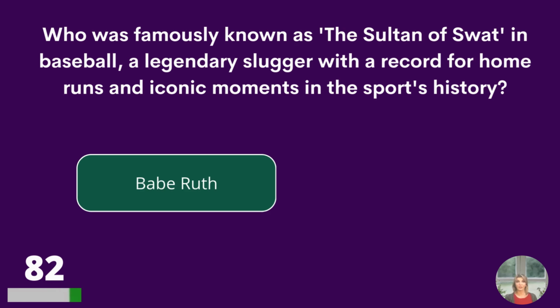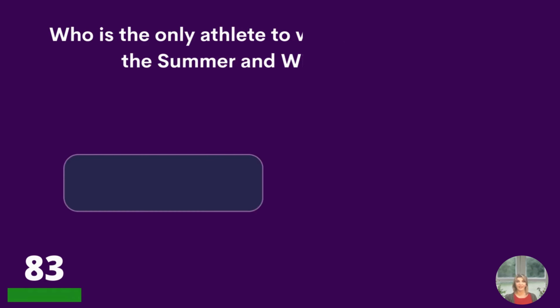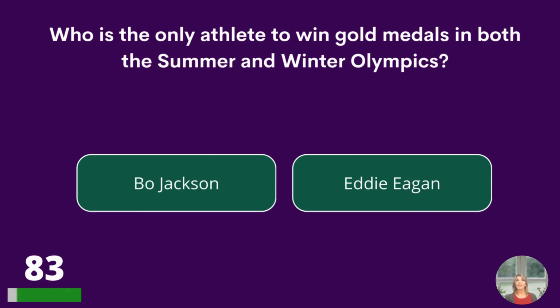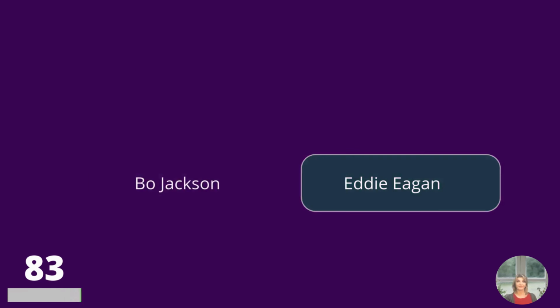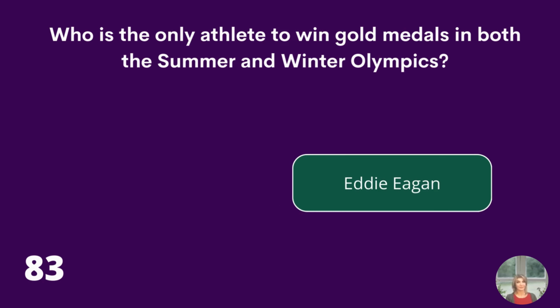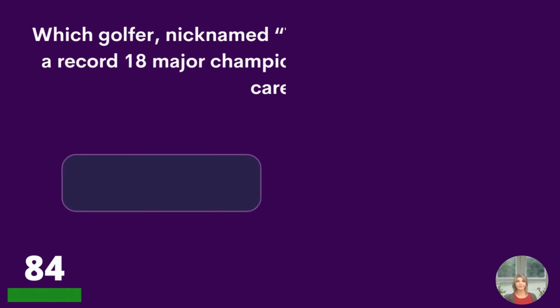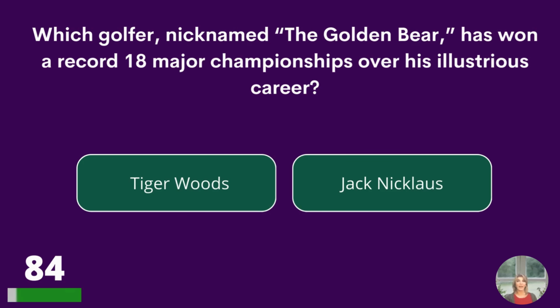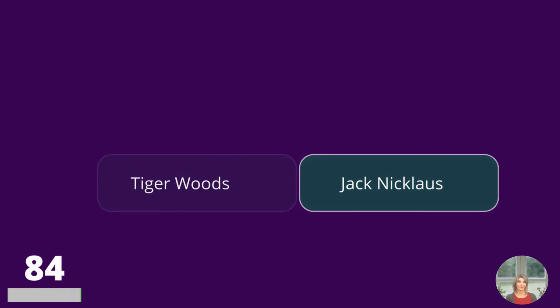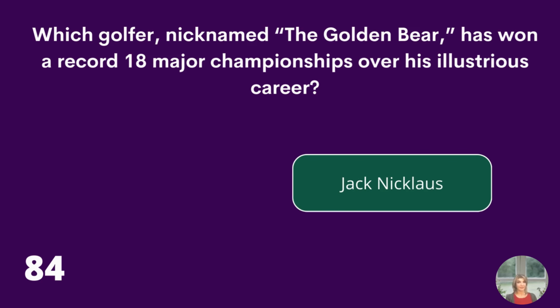And let's move on to question 83. Who was the only athlete to win gold medals in both the Summer and Winter Olympics? Eddie Egan. Which golfer, nicknamed the Golden Bear, has won a record 18 major championships over his illustrious career? Jack Nicklaus.